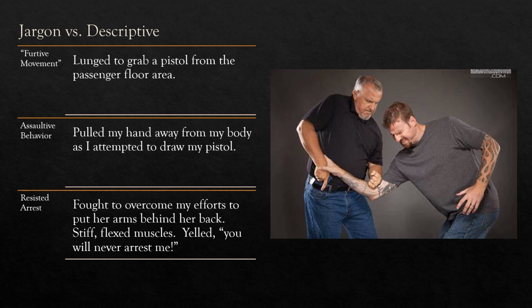Another commonly used jargon is "assaultive behavior." Well, that doesn't really tell the reader what is happening, what the suspect's actions are. Instead, being more descriptive would be the better way to go, where you could write, "pulled my hand away from my body as I attempted to draw my pistol." That description adds more information beyond just assaultive behavior.